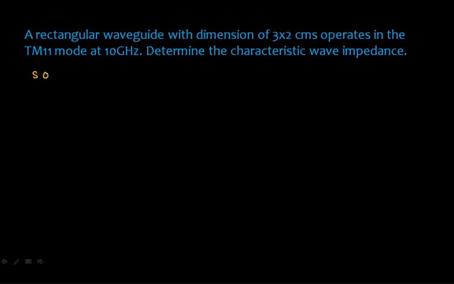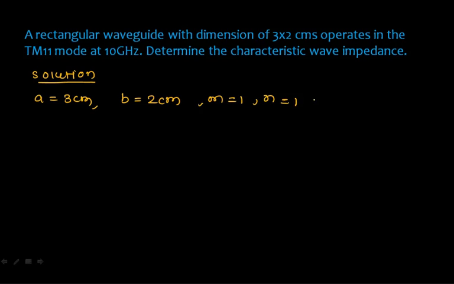So first I'll write what is given over here. The first thing given is A, that is 3 centimeters. B is given as 2 centimeters. The modes are also given, so M is equal to 1, N is equal to 1, and the frequency is equal to 10 gigahertz. Now you are interested in the characteristic wave impedance. Okay? So ZTM is what is required in this particular problem.